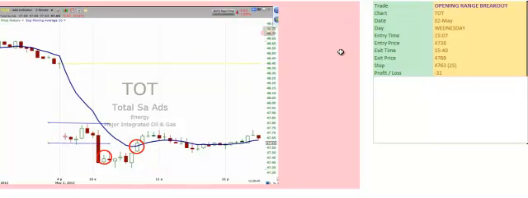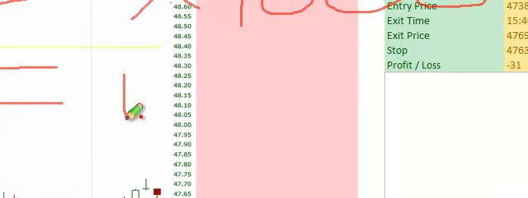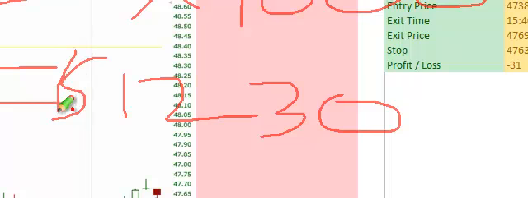At 1,000 shares, so let me just write this in there. 123, you're trading 1,000 shares, that equals $1,230 loss for the day. Okay, so it's a big day, but not an absolute train smash.